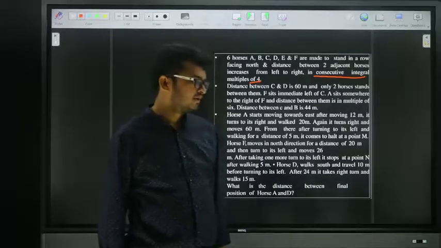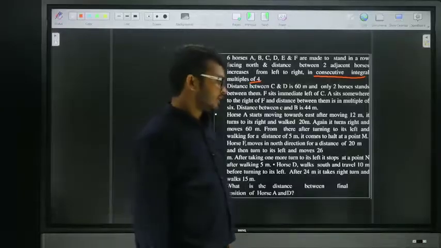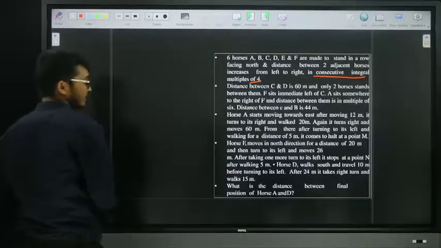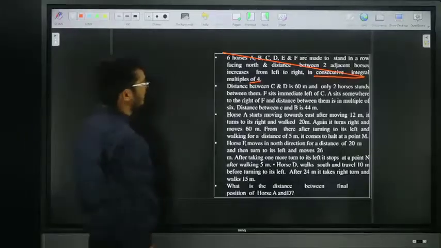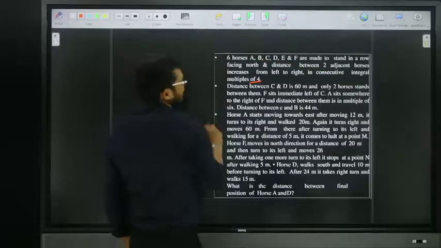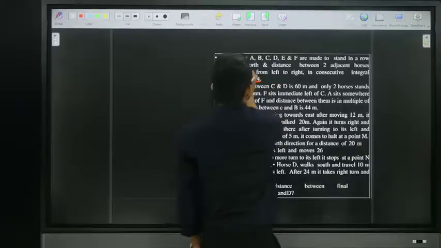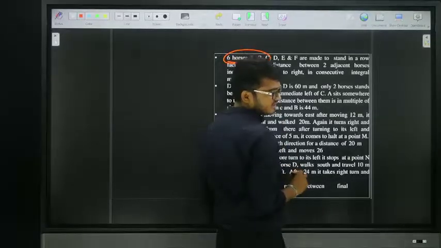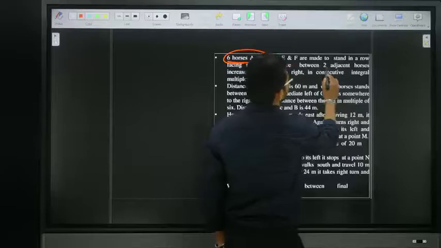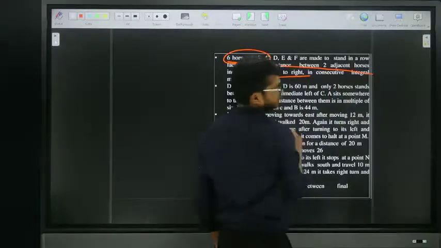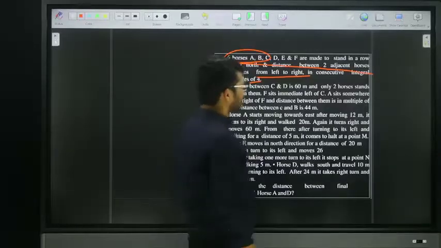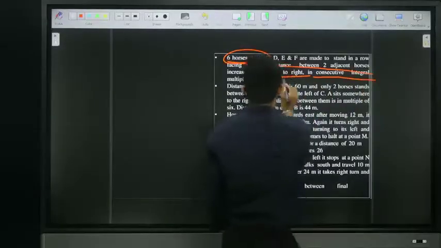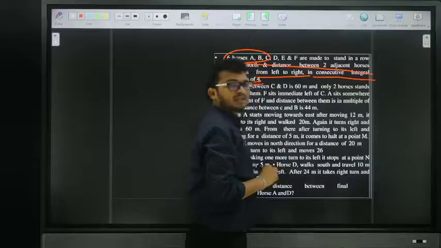Okay, friends, I will explain. What is given? In total we have 6 horses. Next, the distance between two adjacent horses is increasing from left to right, in consecutive integral multiples of 4.